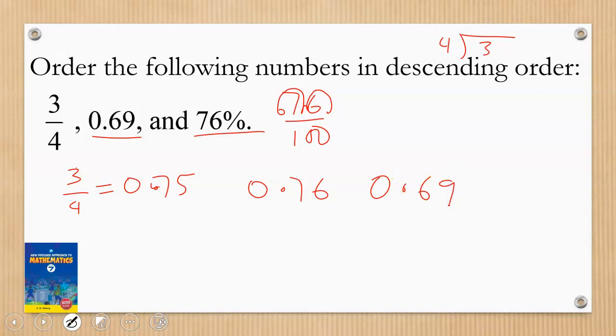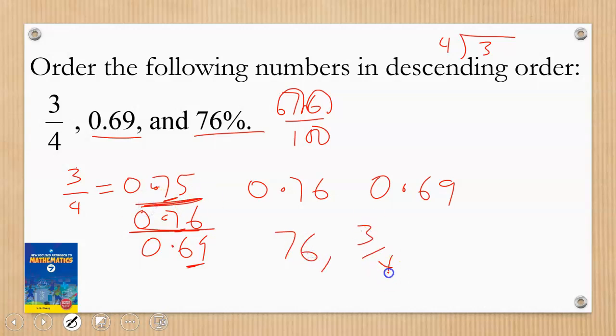So then we compare the 0.69. If you look at this, we can arrange them in order like this: 0.76, 0.75, 0.69. And you can see that 0.76 is bigger than 0.75, which is bigger than 0.69 as well. So again, you can see that the greatest of all is this one, which represents 76%, followed by this one, which represents 3/4. Then finally we have 0.69. So that becomes the answer.